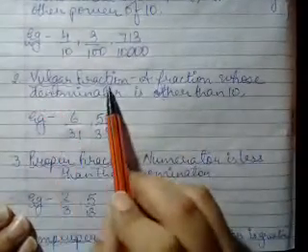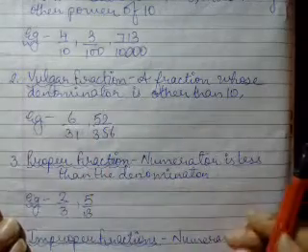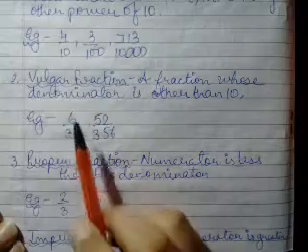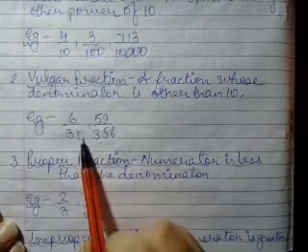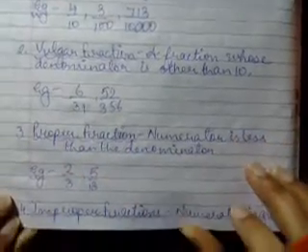Next you have vulgar fractions. What are vulgar fractions? A fraction whose denominator is other than 10, meaning a number that is not 10 or a power of 10. For example, 6 upon 31. It doesn't have 10 or a power of 10 as the denominator. So these types of fractions are called vulgar fractions.